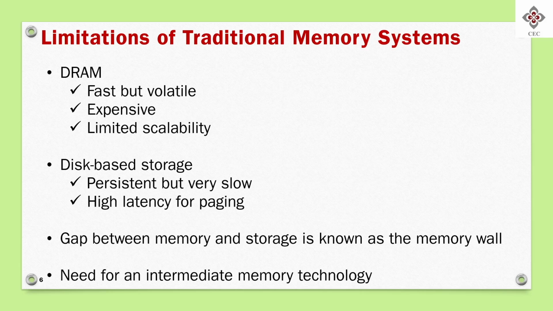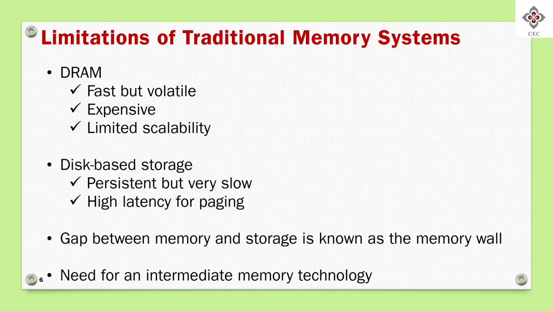The gap between memory and storage is known as the memory wall. It is about how much time you take to store and retrieve data, and it plays an important role in the performance of the overall system. So, we need an intermediate memory technology which reduces this latency. Instead of taking data from the secondary storage, that is disk based storage, which takes a lot of time, we can put it in an intermediate level and then access it. So, this is the objective.